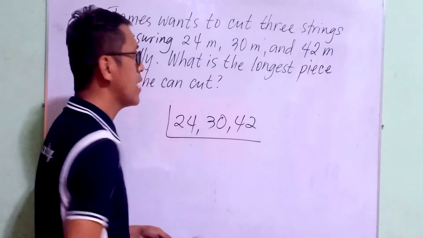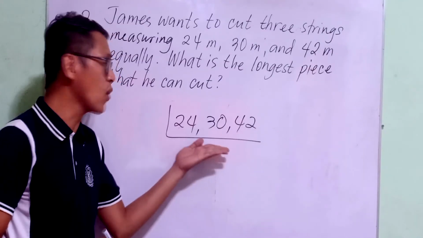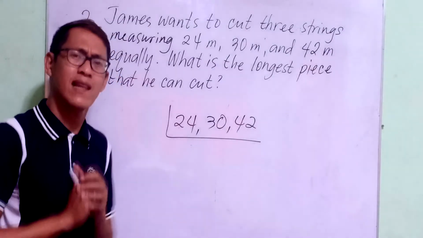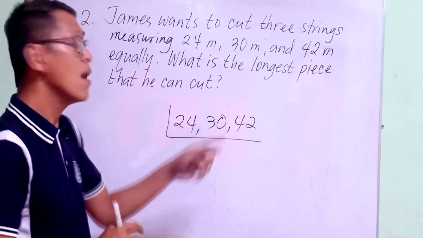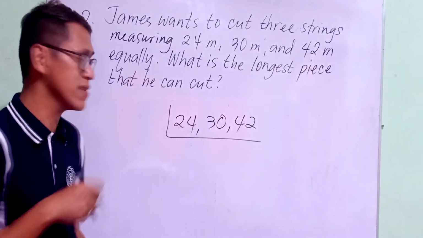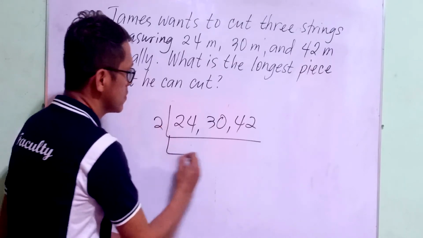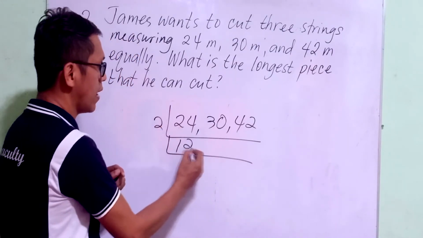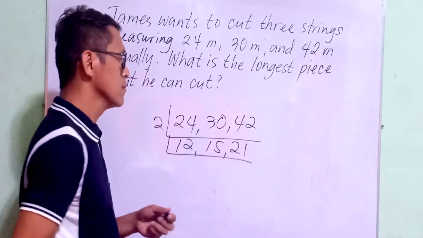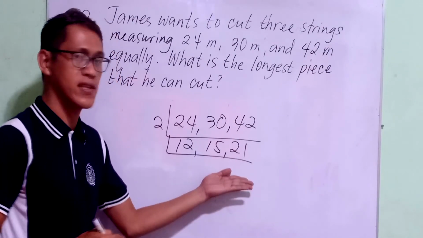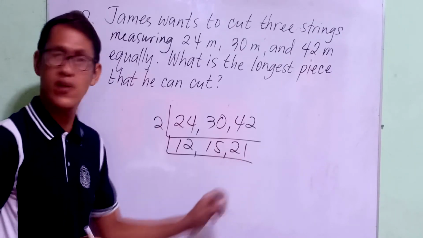Again, think of a number that can divide all three numbers. Let's use the divisibility rules. Let's start with 2. All numbers are even, right? So I can start with 2. If I divide this by 2, that's 12, 15, and this will give you 21. Can you still divide them by 2? These two are no longer even.